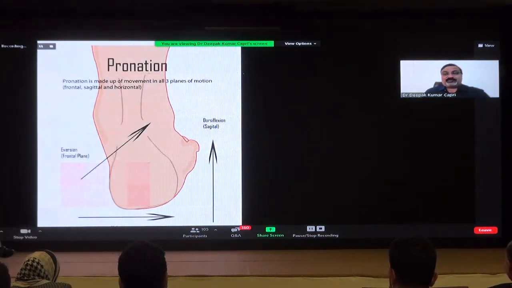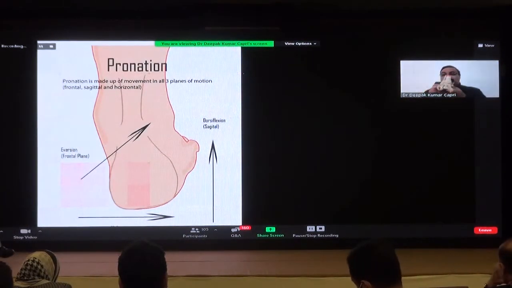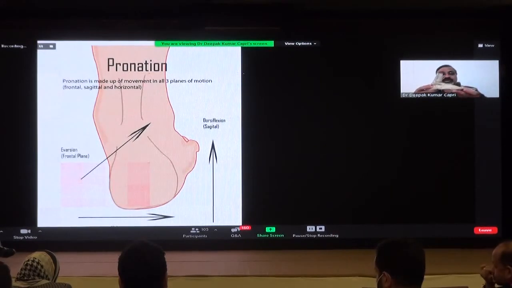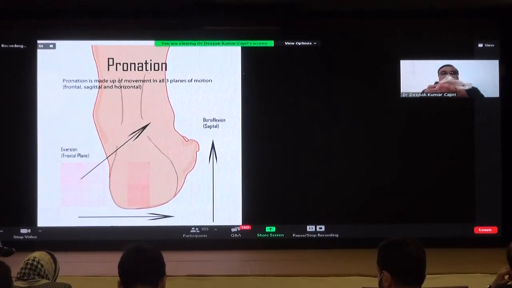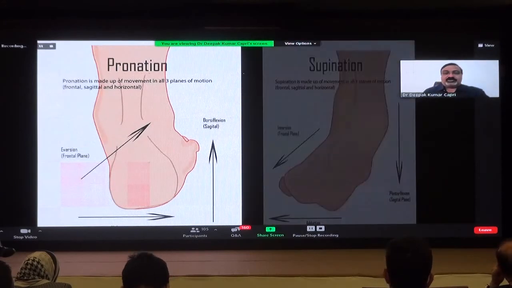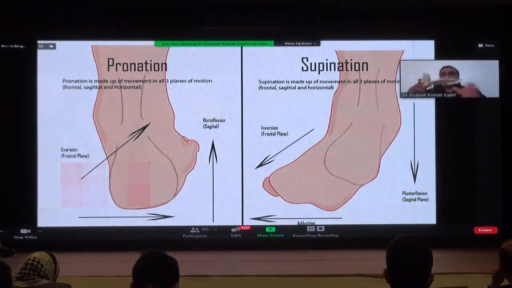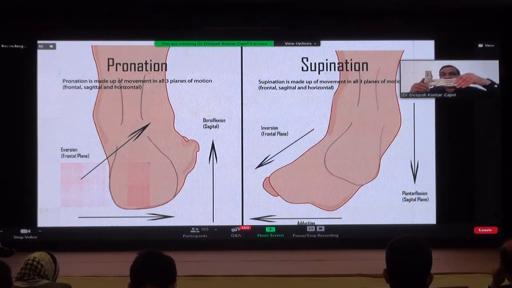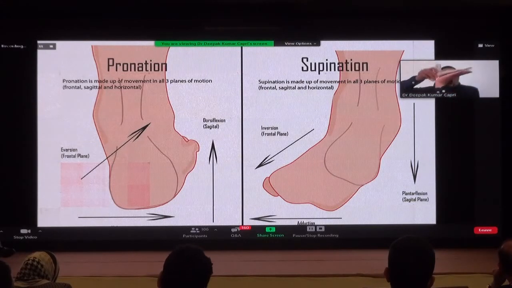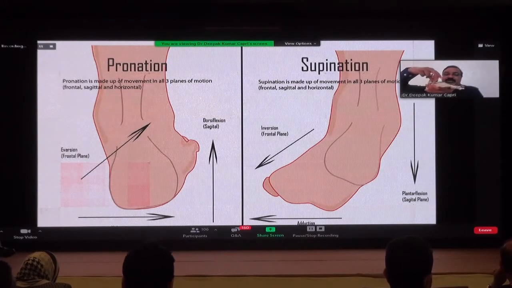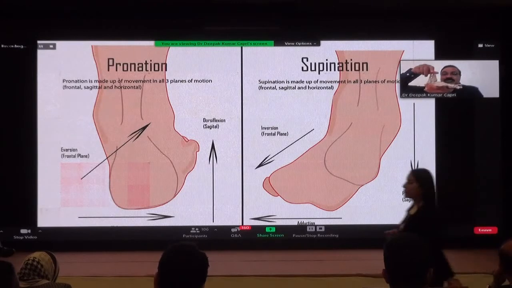So let's talk about the foot. In non-weight bearing, this is how the foot goes into pronation: dorsiflexion, eversion, and abduction. However, for supination, when it is non-weight bearing, the foot should go slightly into inversion, plantar flexion and adduction. But in case the foot is resting on the floor, the talus has to go down and in for the pronation, and the talus has to go up and out for the supination.